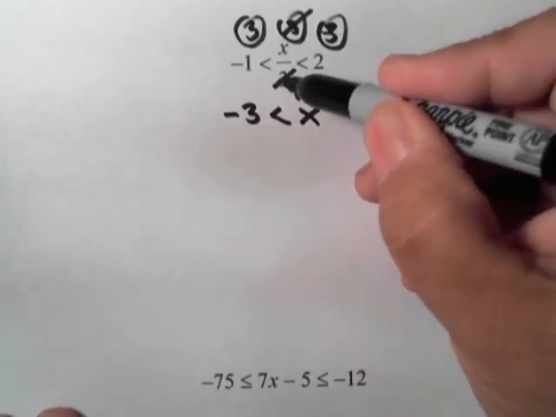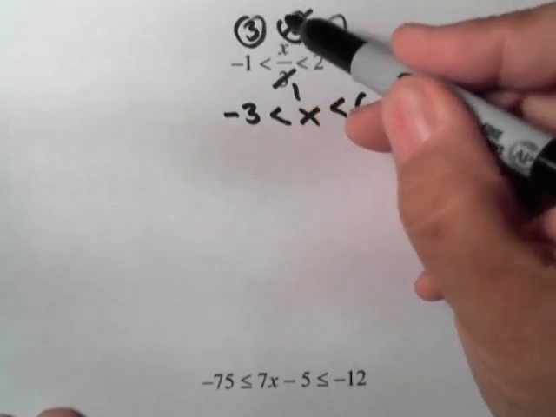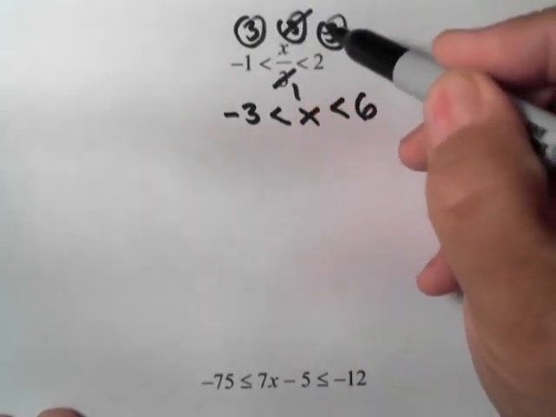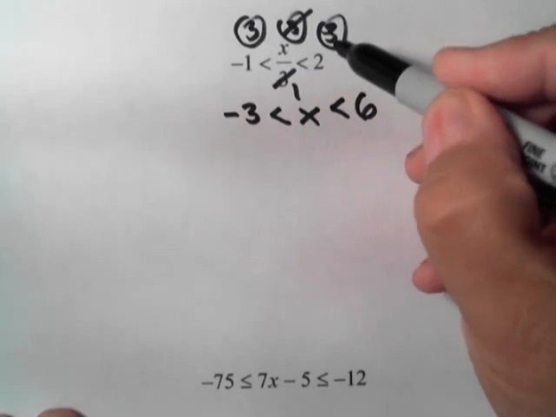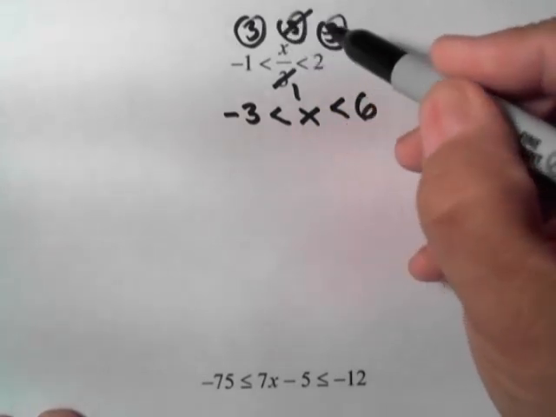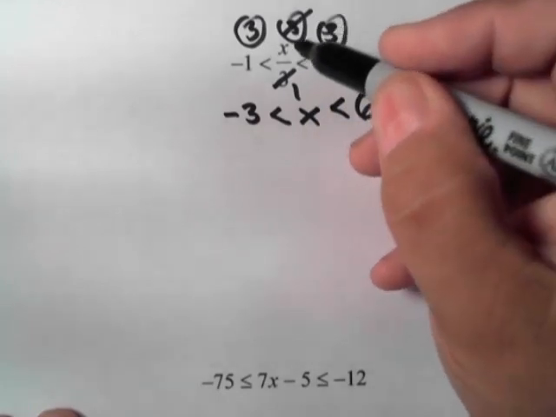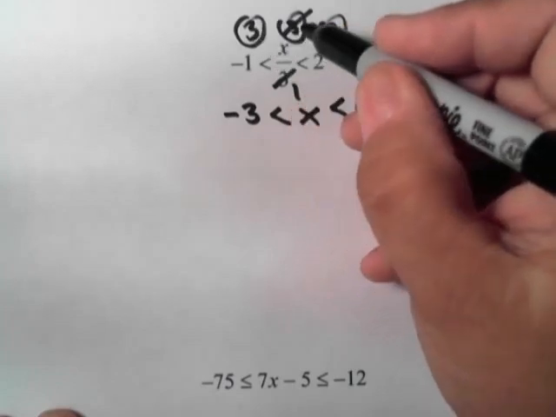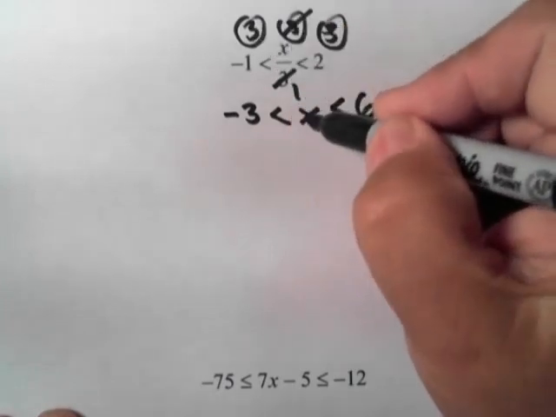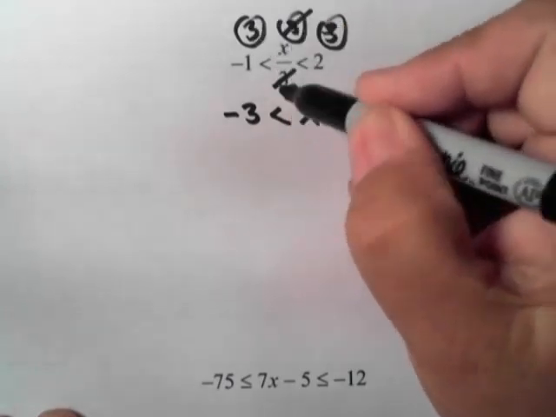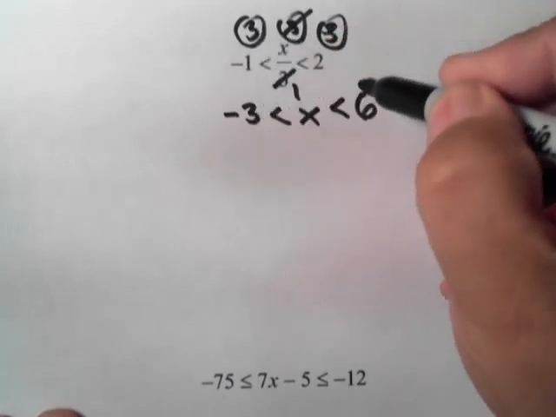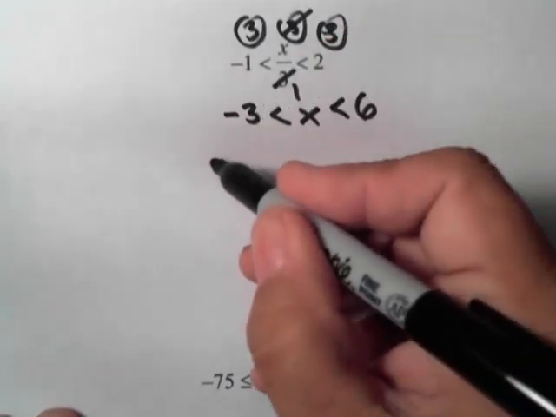Now let's double check that. What we did is we multiplied everybody by 3. Now notice this was +3, so we didn't have to flip the inequalities. If you were multiplying by something that was negative, you'd have to flip the inequalities. Anyway, here we go. The 3's cancel in the middle, so we just get the plain x like we wanted. -3 on the left, +6 on the right.